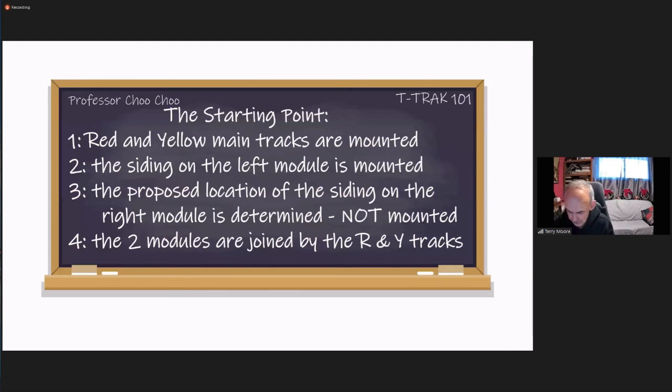Here is what we've got to begin with. All trackage on the module on the left and the red and yellow mains on the right module are mounted. The proposed siding trackage for the right module is determined and its proposed location is known. Both modules are attached to each other through their main red and yellow tracks as normal. Here we go.